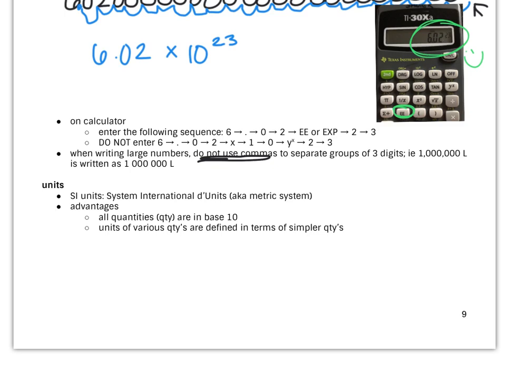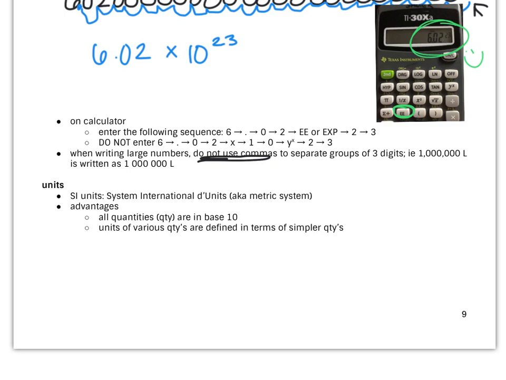But in science class, we will be using SI units, and we'll fill in some of them down here. But the advantages, they're all based in tens. So for units, they could either be in tens or hundreds or thousands or 10,000s or millions. That way they're a lot easier for computation and conversions. And units of various quantities are defined in terms of simpler quantities, which we'll talk about in a little bit. But, so when we use scientific notation up here, we are using the SI units.